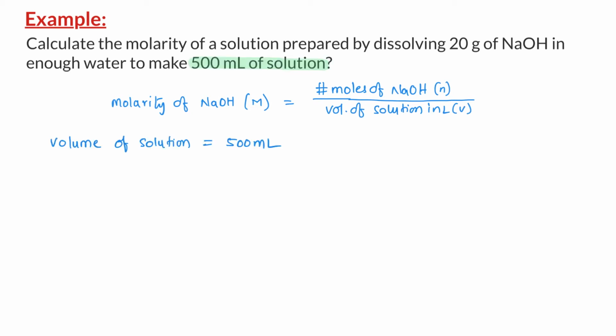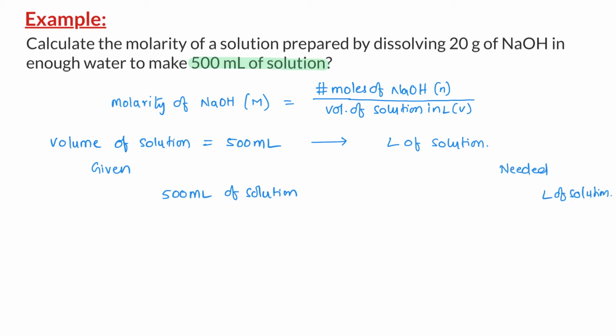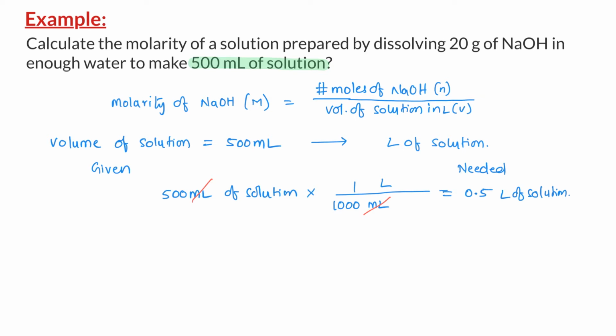The volume of the solution is given in milliliters, but we need it in liters. So we need to convert milliliters of the solution into liters of the solution. Given 500 milliliters of solution, needed liters of solution. We need to use a conversion factor that cancels out the milliliters and introduces liters. And there are 1000 milliliters in 1 liter. Milliliters get cancelled, and if we do the math, we get volume as 0.5 liters.